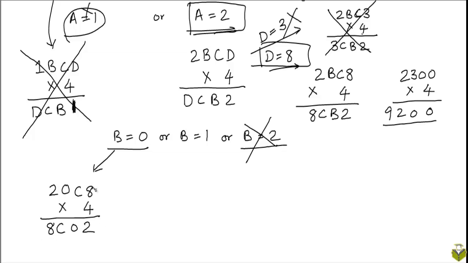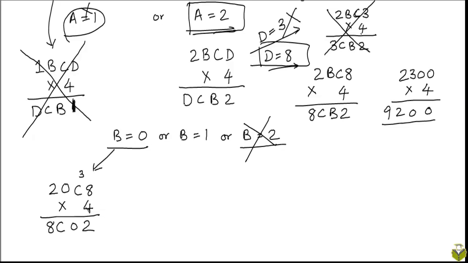Let's see if we can get a legal value for c over here. 4 8s are 32. So we have a carry of 3 over here and a 2 in the units place over here. Now 4 times this digit c plus a 3 should yield a 0. In fact, this can never happen, because if I multiply 4 with any of the digits from 1 to 9, I'm saying 1 to 9 because we cannot put c equal to 0 since b is also equal to 0.